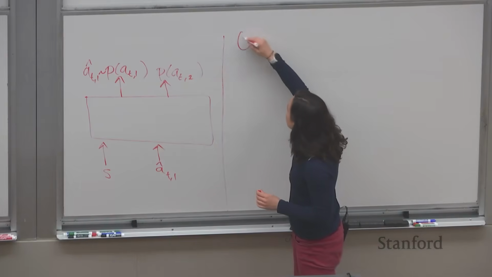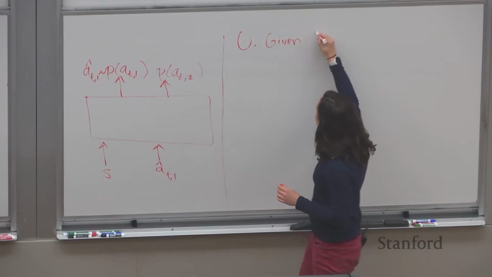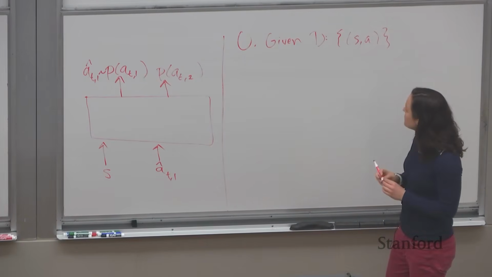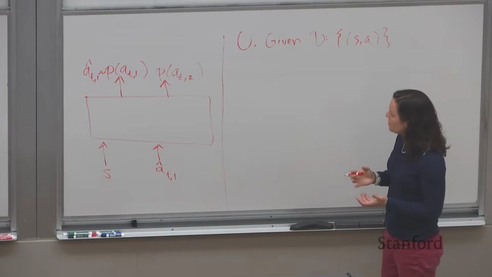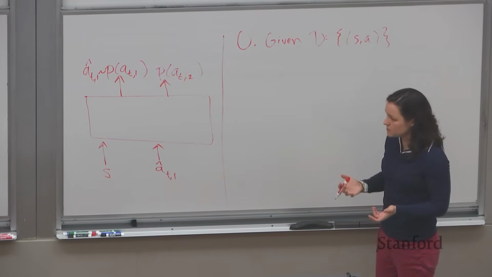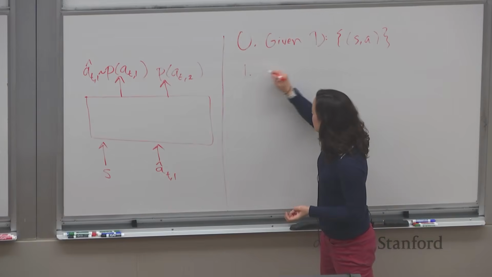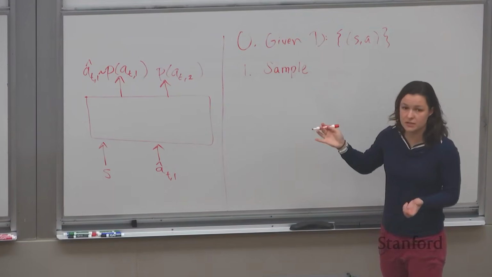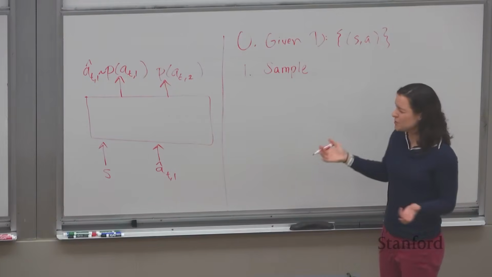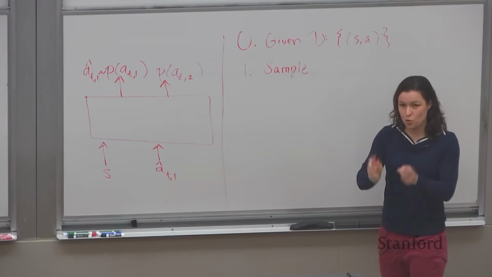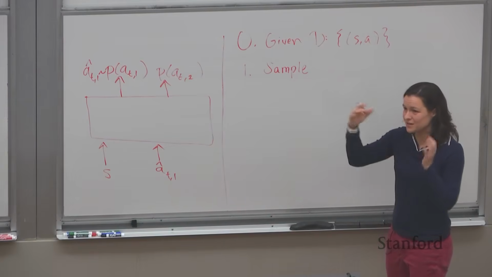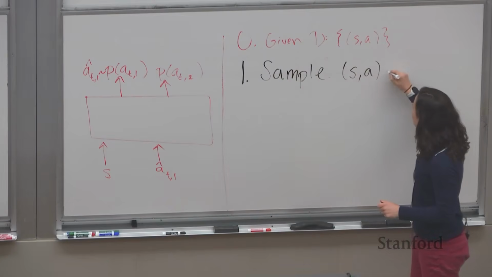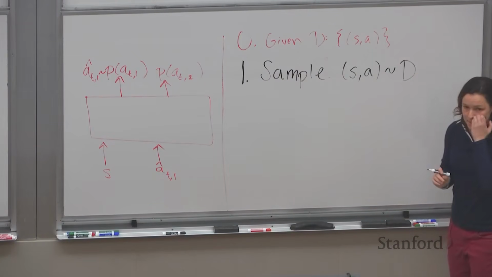So we're given some data set that has state action pairs, and we're going to want to train our neural network, and we're going to follow a typical way of training neural networks, which is to sample an example from your data set, or sample a mini batch of examples. I'll write it up for a mini batch size of 1, just for simplicity, but you can extend it. So we're going to be sampling a state action pair from our data set.